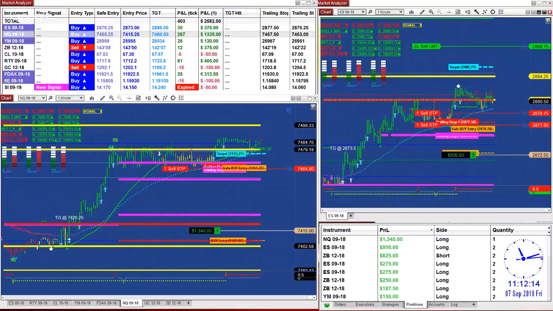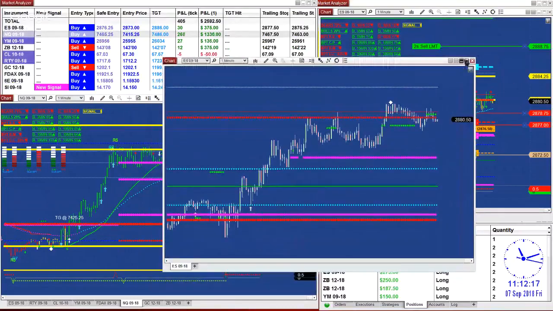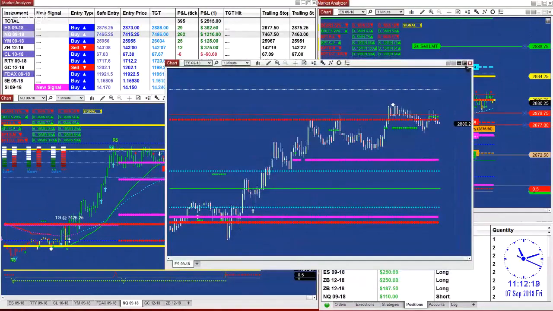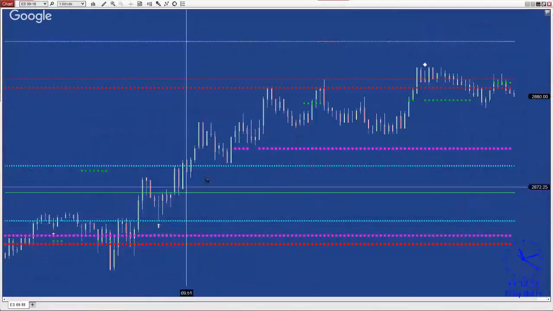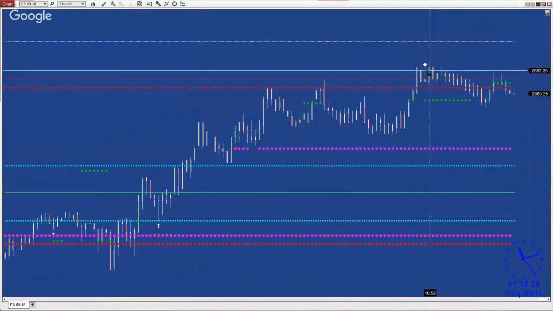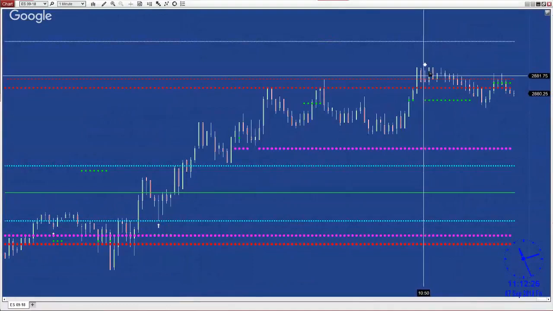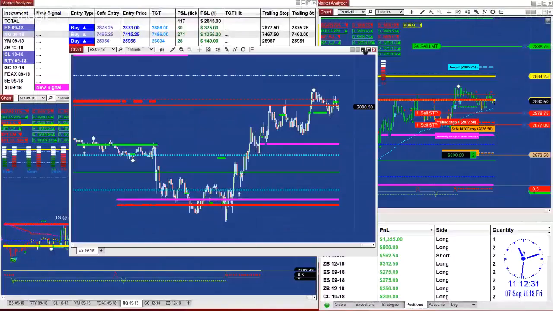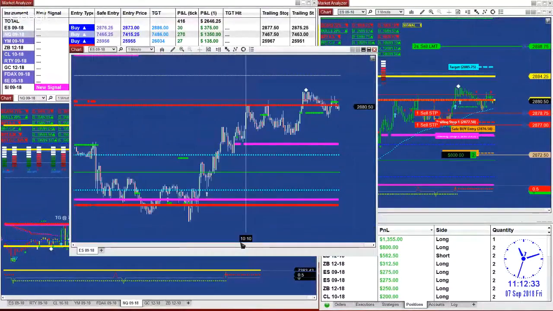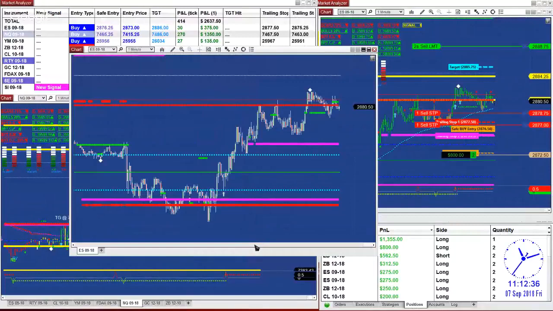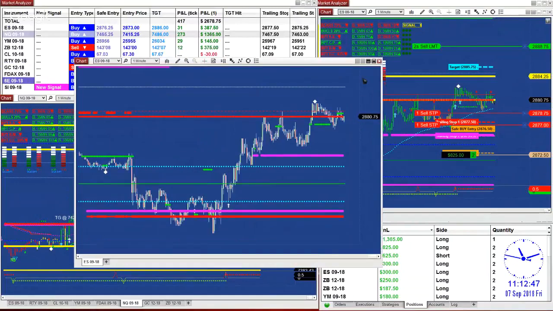The party is over. If we look at the ES, we had a beautiful run, and then we got all the way up here to the 81 level and 81.75, and kiss it goodbye. The party is over. Now there is nothing on this market. The party is over. There is no more trade.